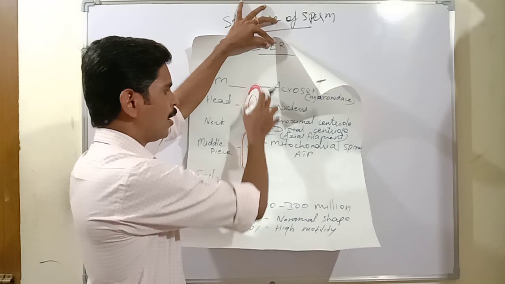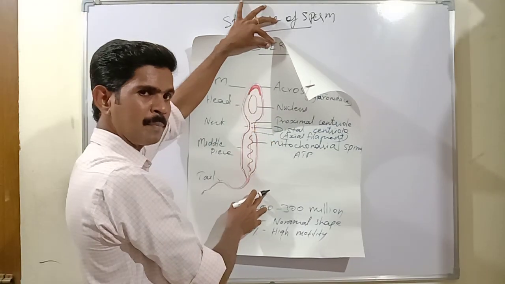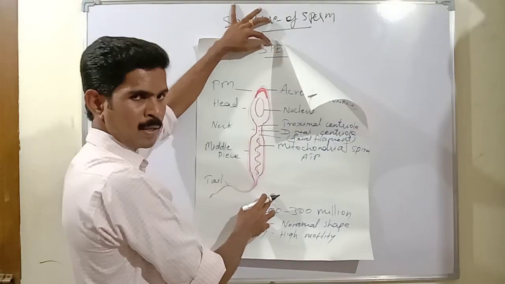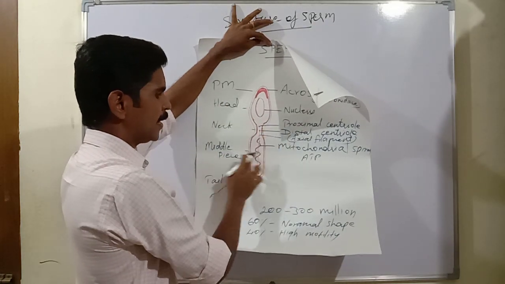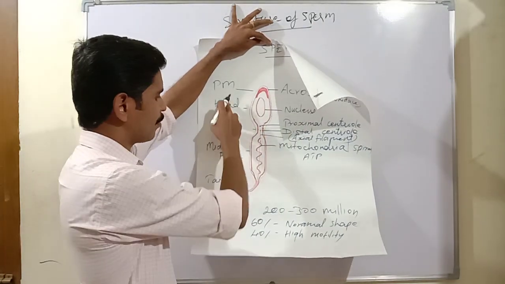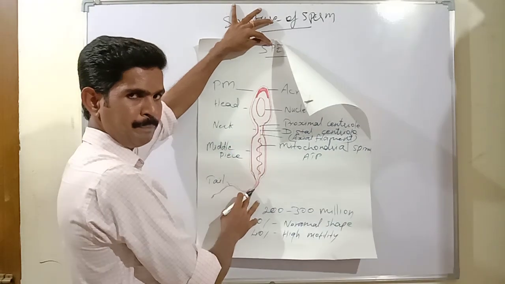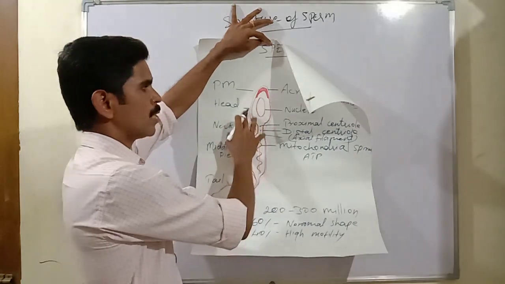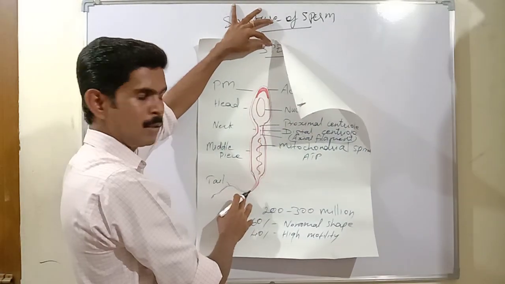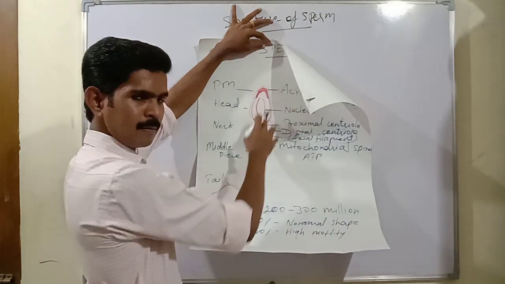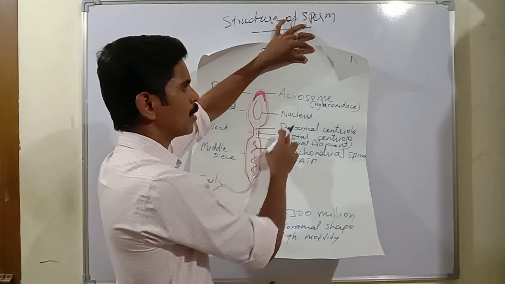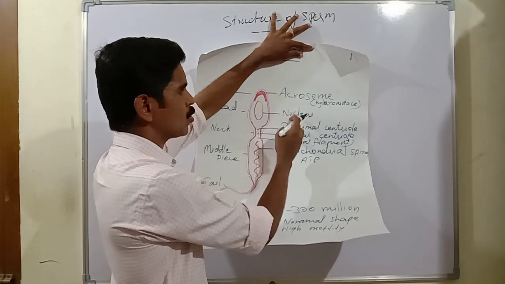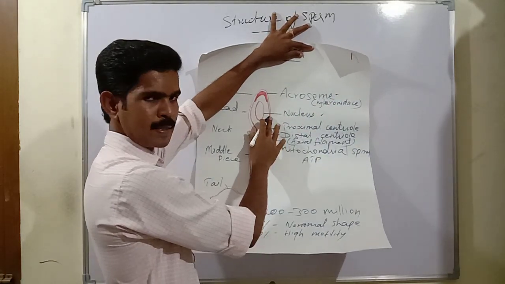Then the body of the sex cell or the sperm is divided into 4 parts: head region, neck region, middle piece, and tail. So these are the 4 parts of a sperm. So now we are going to study about all these parts one by one. First I explain about this head. The head region consists of 2 important parts. One is acrosome and the second one is called nucleus.